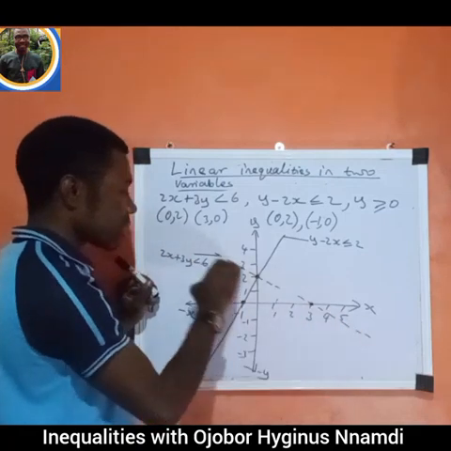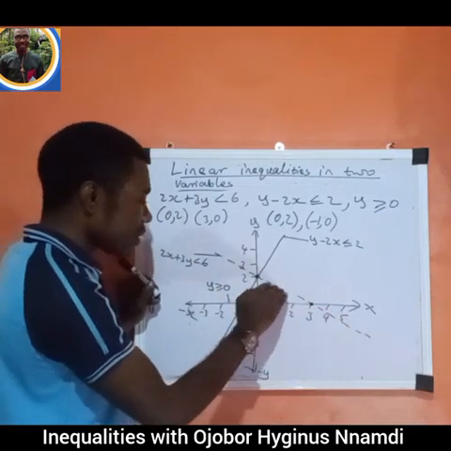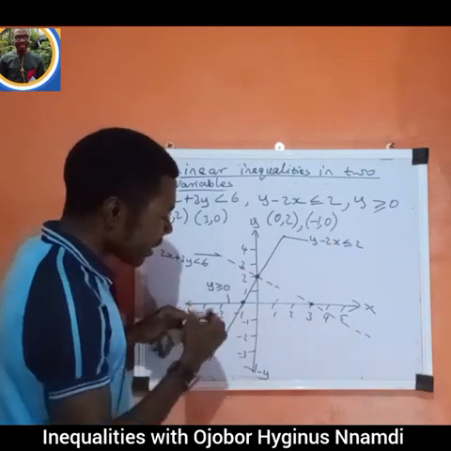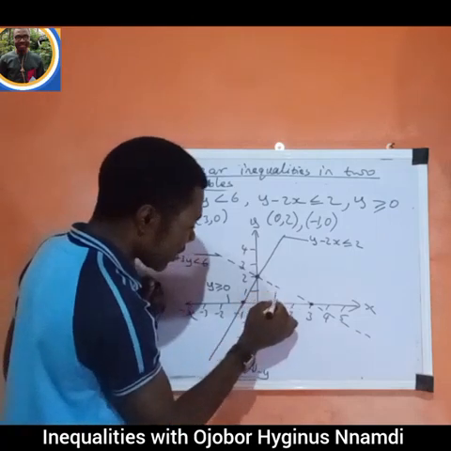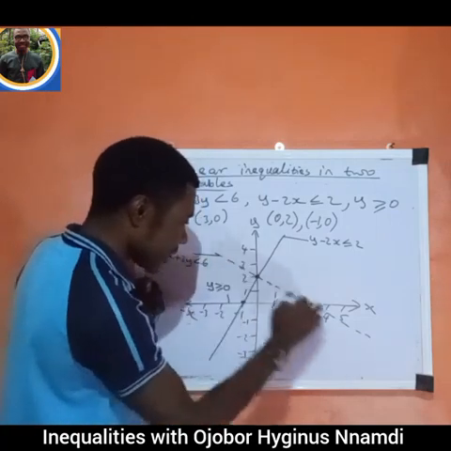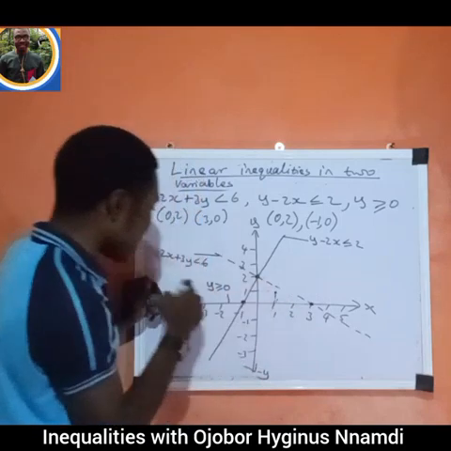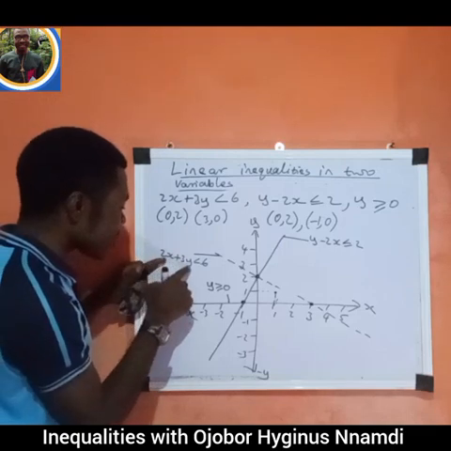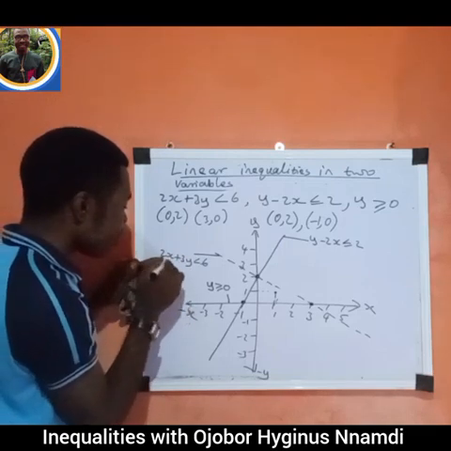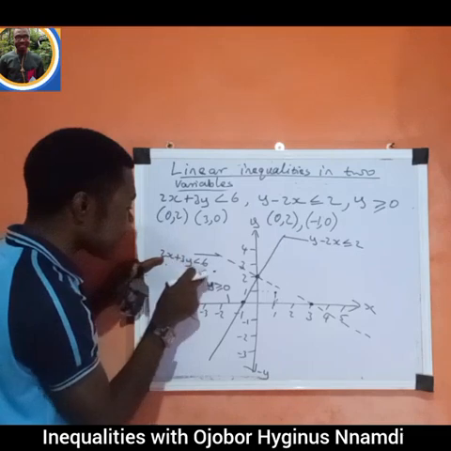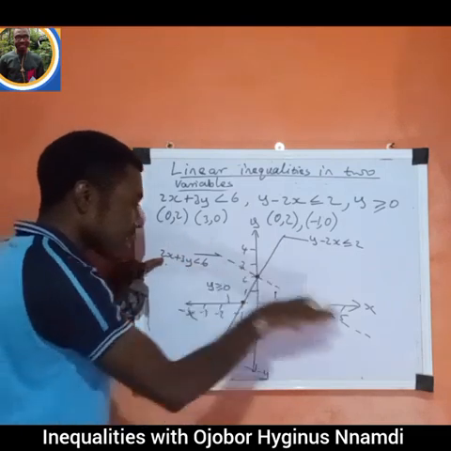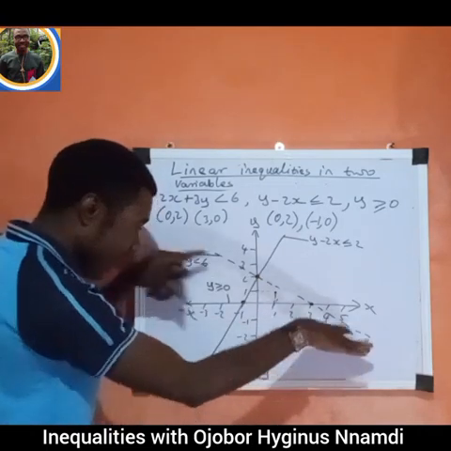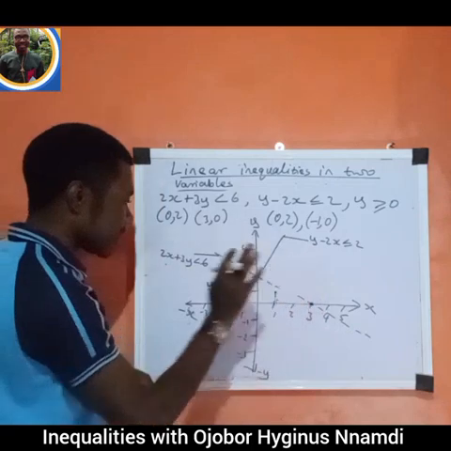Take this one first. In this one, region below, it has down and up. So down, if I decide to take 1 against 1, is below for this line. If I substitute 1, 1 here, 2 times 1 is 2, 3 times 1 is 3, 2 plus 3 is 5. Is 5 less than 6? Yes. So for this line, I'm going to shade below. Everything from here down. So this one is gotten.